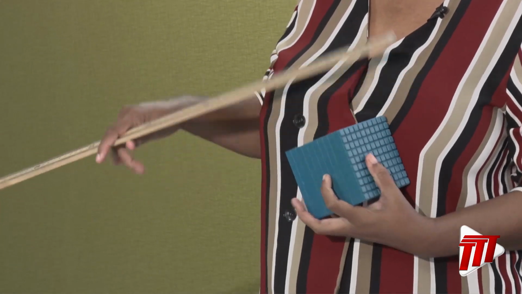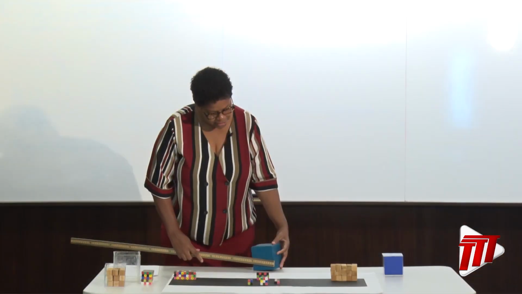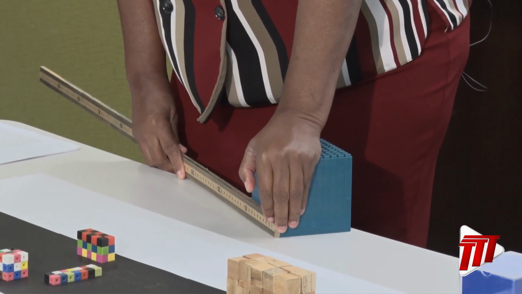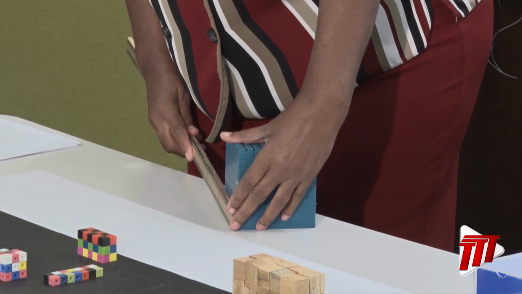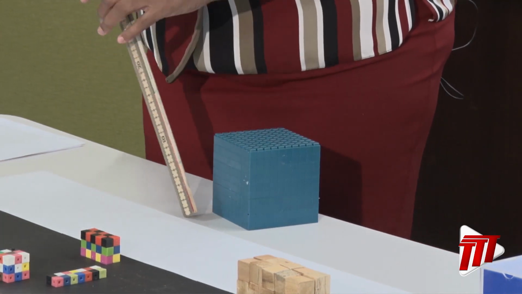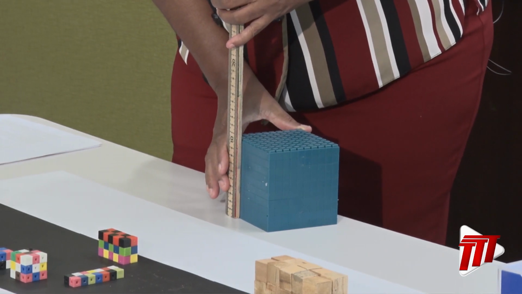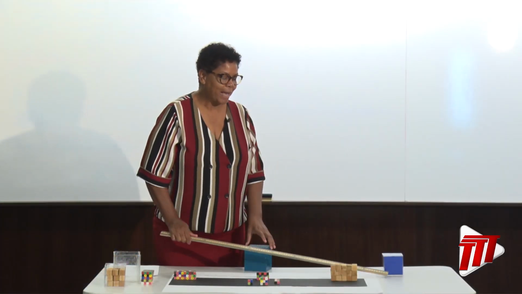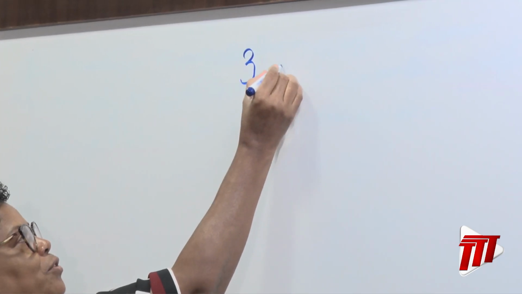It has a length, and if I use my ruler and I measure the length, it is 10 centimeters. It has a breadth, and the breadth is also 10 centimeters. It also has a height, and the height is 10 centimeters. So I'm going to write those 3 dimensions on the board. So we have 3 dimensions.